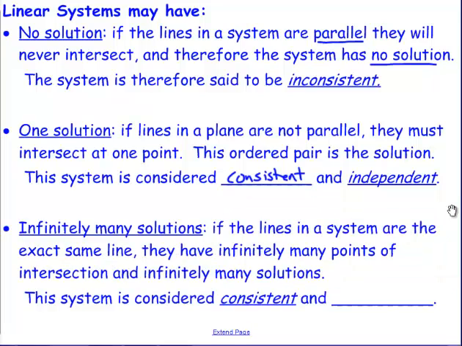We can have infinitely many solutions if the lines in a system are the exact same line, same slope, same y-intercept. This means they have infinitely many points of intersection because they're right on top of each other, and that means they have infinitely many solutions. This system is considered consistent because it has solutions, just like with our previous example. But now, because they're the exact same line, with the same slope and the same y-intercept, we consider these to be dependent systems. They're consistent and dependent because those two lines depend on each other.